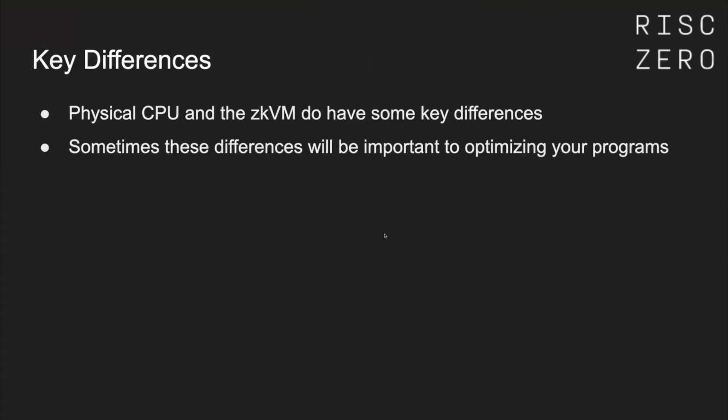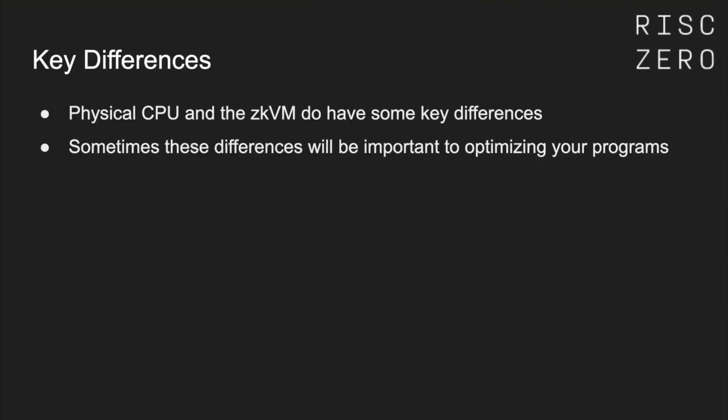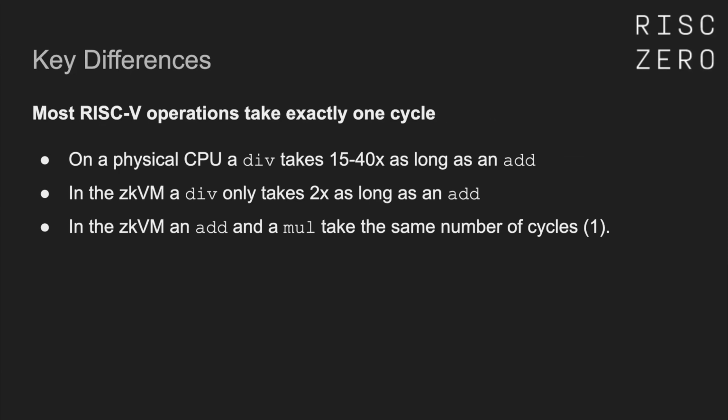Okay, so now that we've talked about general purpose techniques here, let's talk about the key differences between the zkVM and CPU. Sometimes these key differences are going to be very important to optimizing your programs further. There are many ways in which the zkVM has different qualities than a physical CPU in terms of its execution.